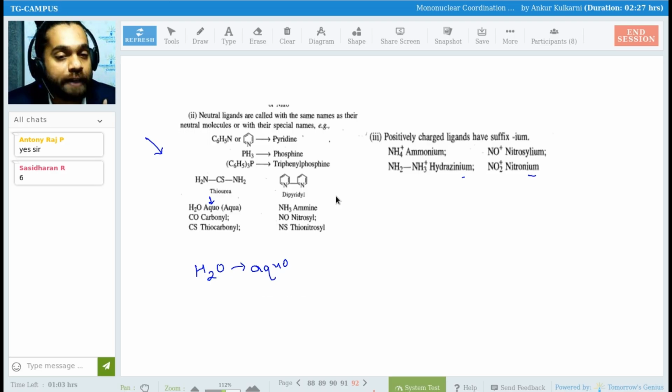Only thing is, for water we write aquo. And for a positive ligand we end it with IUM. That is the only thing we have discussed. After the class you have to write the list of all the ligands in your book.